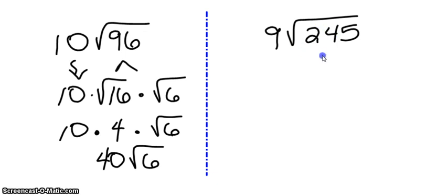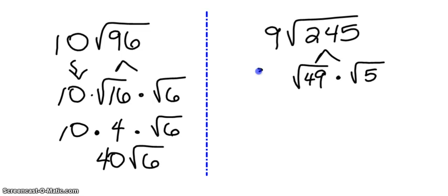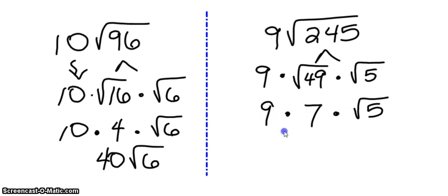9 root 245. Again, we're going to look for the biggest perfect square factor of 245. And that would be 49. 49 times 5 is 245. So I can break that down to root 49 times root 5. I'm going to bring the 9 down. Simplify root 49 to 7. So I have 9 times 7 times root 5. These are not radicals, therefore we can multiply them. Simplify it one step further. 9 times 7 is 63 times root 5, or 63 root 5.